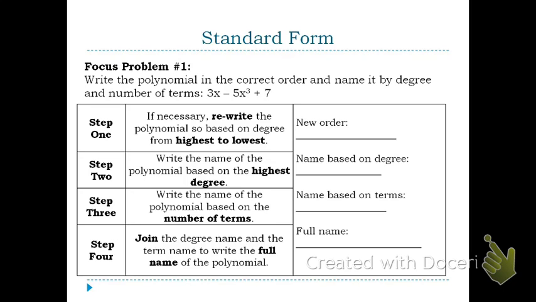Our highest degree is the 3, so you would write negative 5x to the third. The next term, the next highest degree, would be positive 3x. And the final term with the lowest degree is plus 7. So because the highest degree is 3, the name based on its degree is cubic. And the name based on the number of terms is trinomial. And you just put it together to come up with the full name, cubic trinomial.